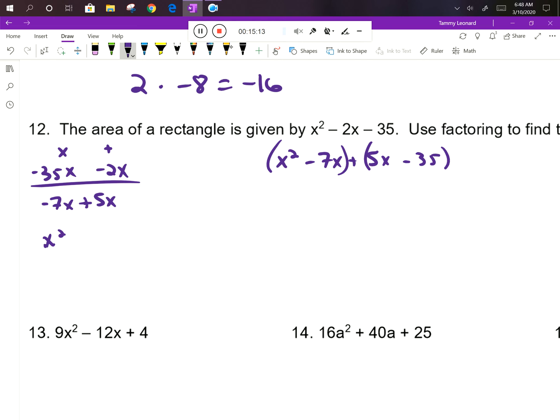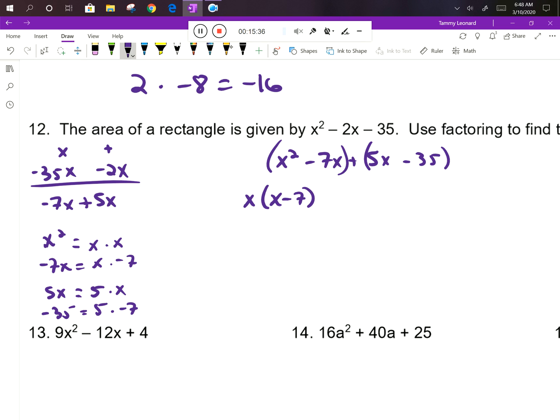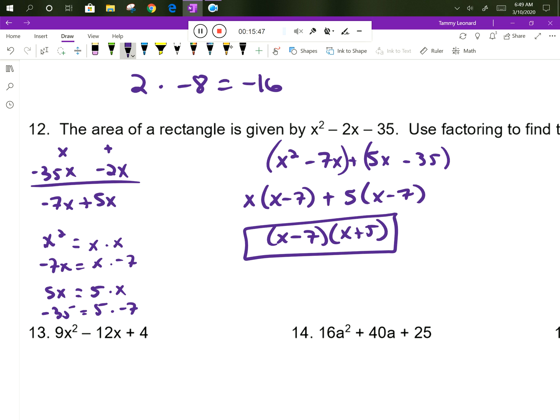X squared and negative 7x have an x in common. The top needs to be multiplied by x and the bottom by negative 7. The bottom two terms, 5x and negative 35, have a 5 in common. The top needs to be multiplied by x and the bottom by a negative 7. So the first binomial factors out an x, leaving an x minus 7. And the second binomial factors out a 5, leaving an x minus 7. We factor out the x minus 7 that they have in common and leave an x plus 5 behind. So the two dimensions are x minus 7 and x plus 5.